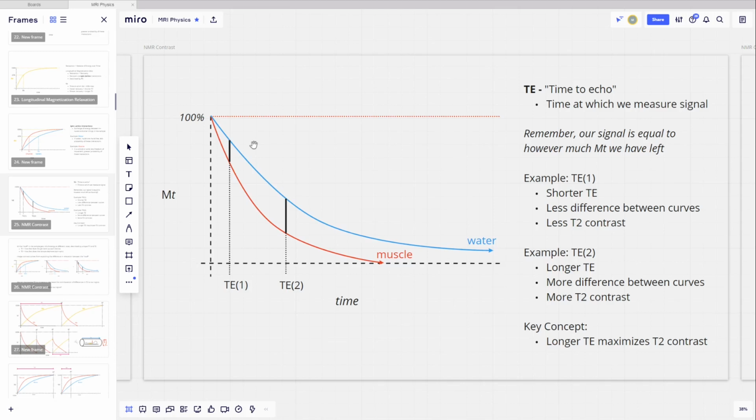And remember, contrast is the ability to discriminate between two things that are right next to each other. So this is your difference in contrast right here. T2 contrast, that is. With the shorter TE, TE1, there's less difference between the curves, so you have less T2 contrast. At TE2, right here, there's more difference between water and muscle, so the signal that you measure is going to reflect more contrast based on their T2 properties. Key concept: a longer TE is going to maximize T2 contrast, generally speaking. As you wait longer, this difference becomes greater on average. That's a pretty core concept.